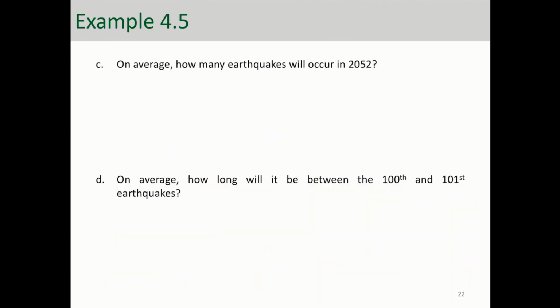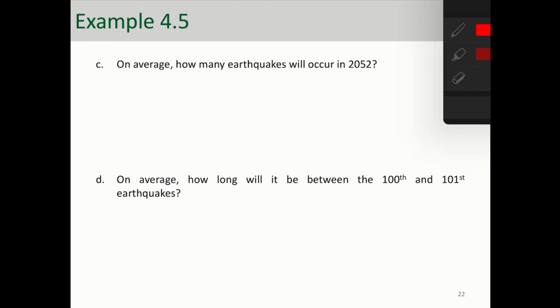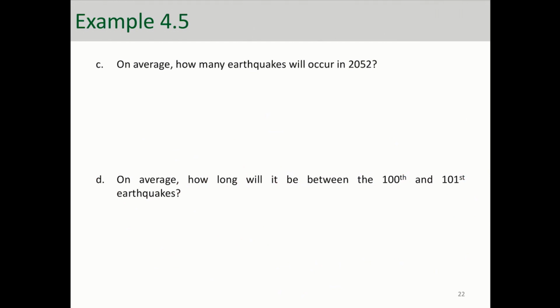Let's move on. Part C. On average, how many earthquakes will occur in 2052? It turns out that that year is a leap year. So the t that is given to us is 366 days. And what we're asked is on average. So it's the expected value of the number of occurrences in 366 days.